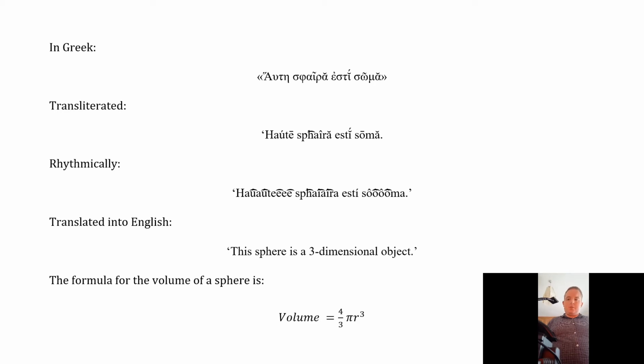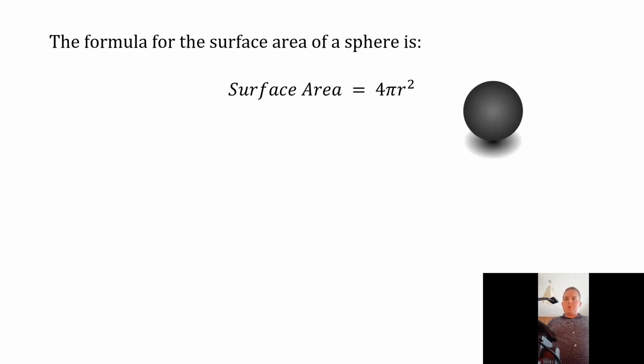The formula for the volume of a sphere is volume equals 4/3 pi r cubed. The formula for the surface area of a sphere is surface area equals 4 pi r squared.